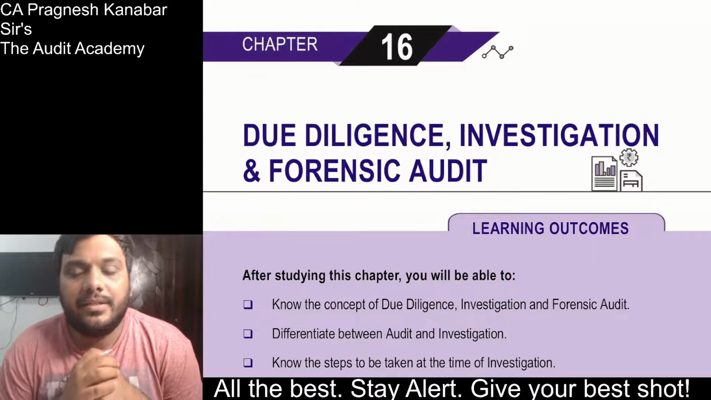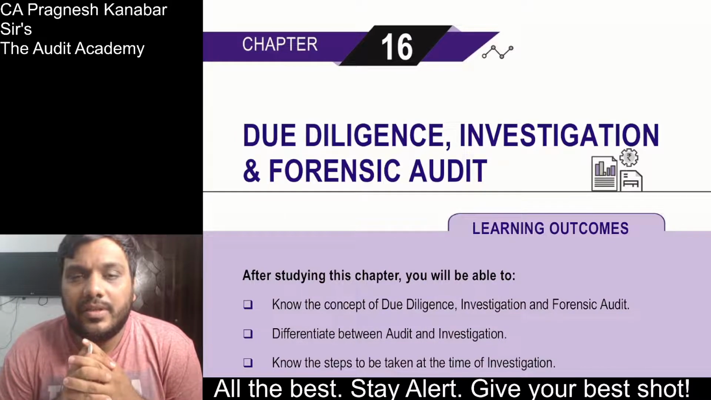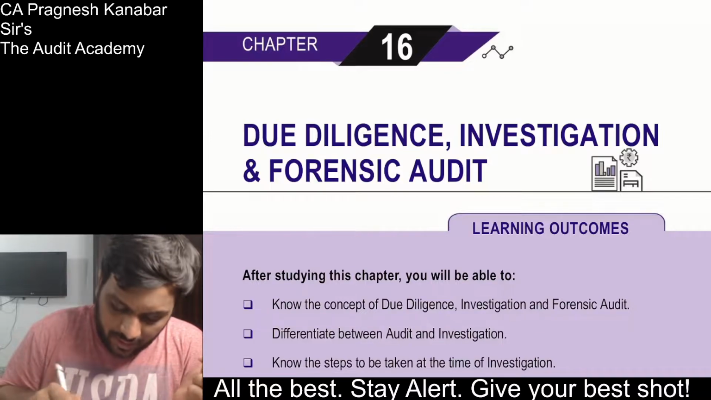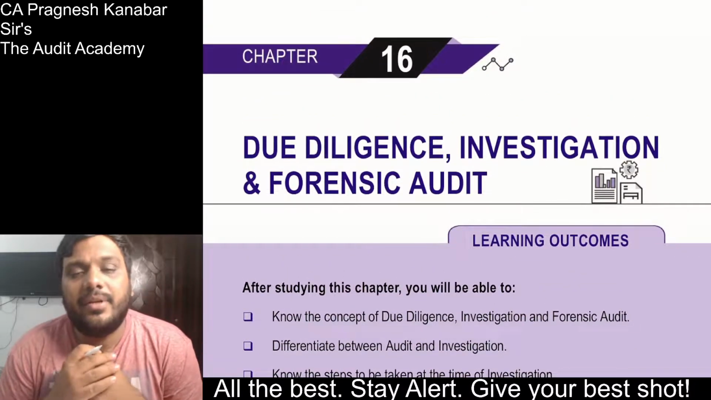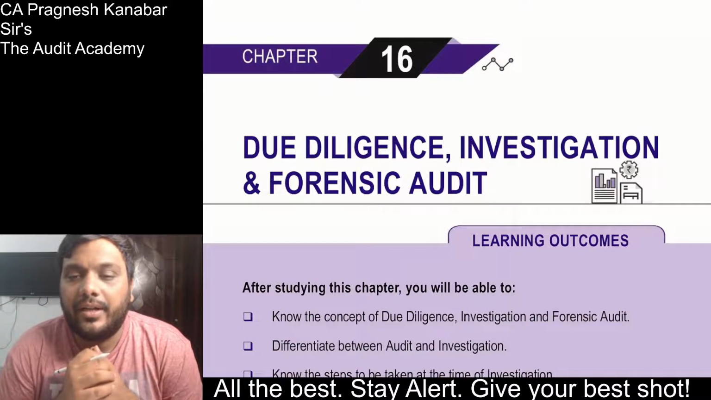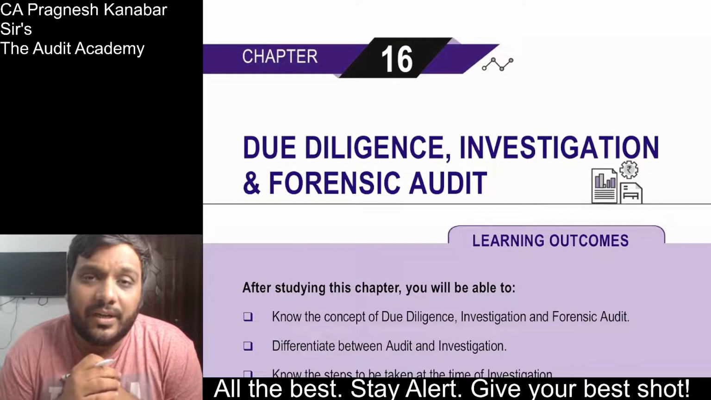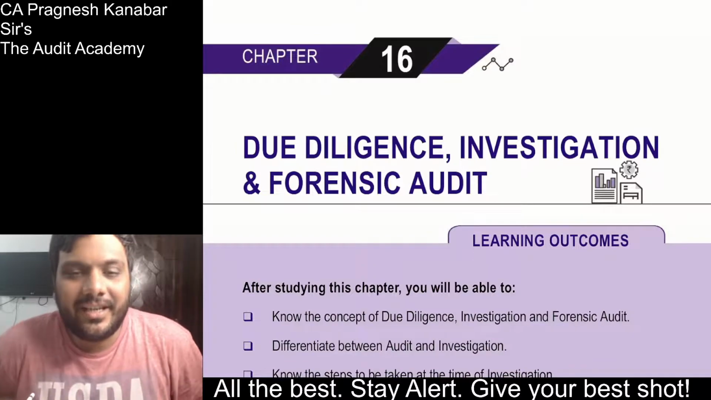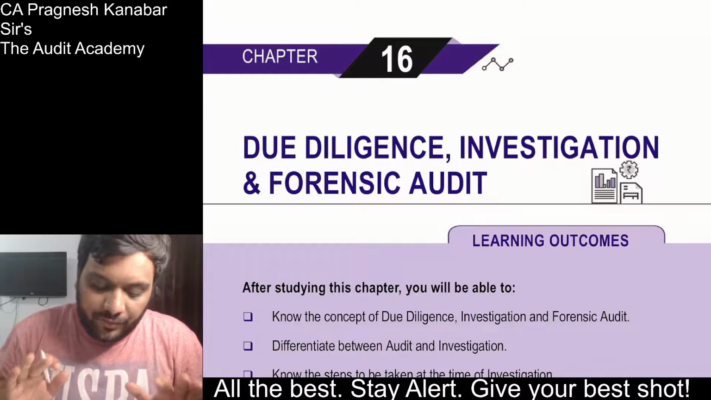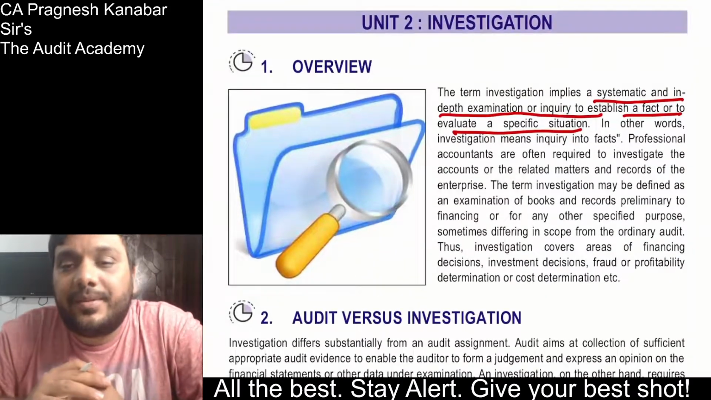Total number of pages in the module for this topic is 43 pages for investigation, around 13 pages for due diligence, and around 18-19 pages for forensic audit. So we have a 75 page chapter in our hands, and we need to ensure that we do it in a systematic manner to understand what will be there in the exams and to be able to clear the exams also. First of all, let me introduce this word investigation. We'll be very quick with this.